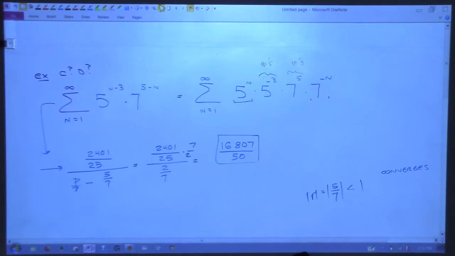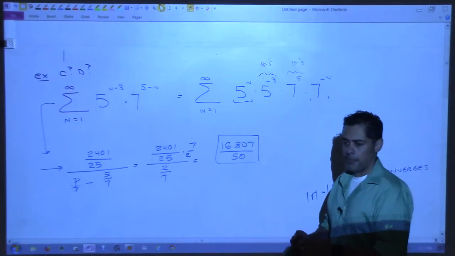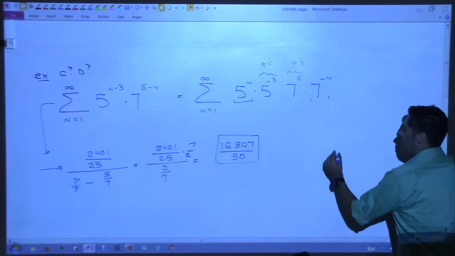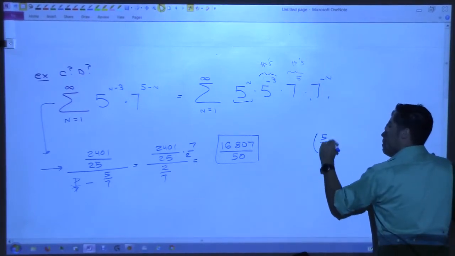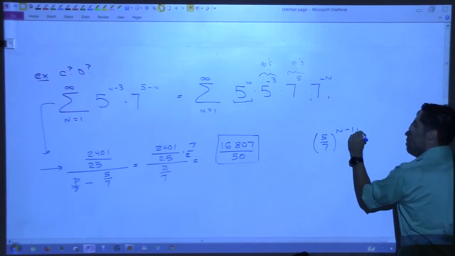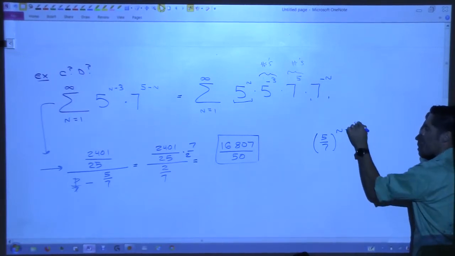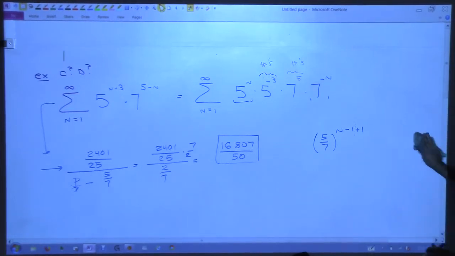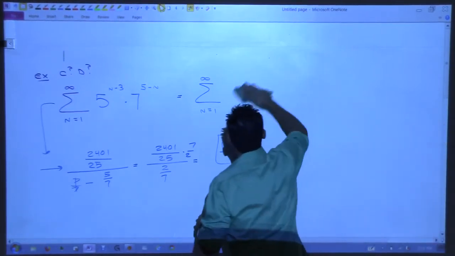What do y'all think? No? Yes? Because I missed it. When you had 5 over 7 to the n, how did you make the jump from 5 over 7 to the n minus 1? Okay, so I had 5 over 7 to the n, but in the formula I need a minus 1. So I went minus 1 plus 1, but I didn't write that step. And then that splits into that. You got it? Okay. All right, how about this one?